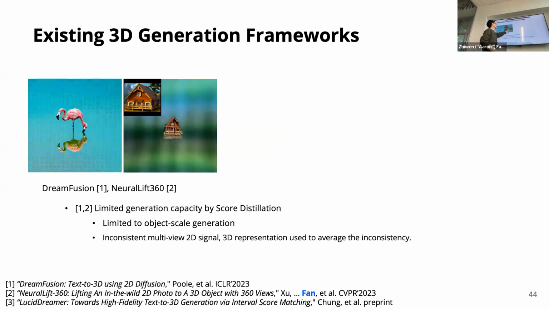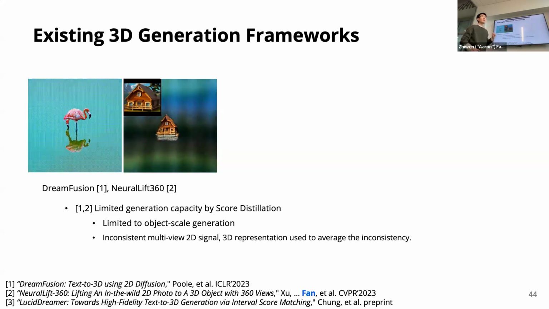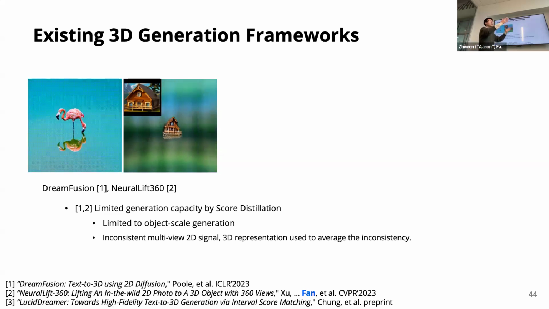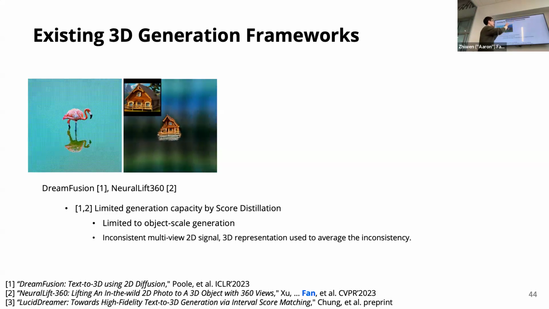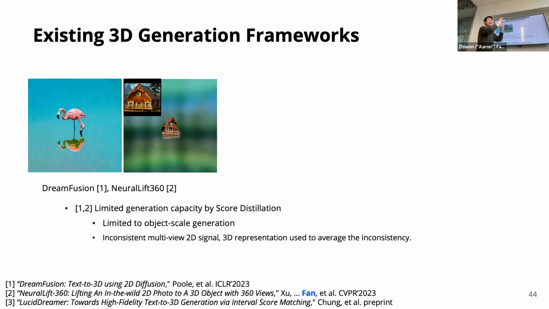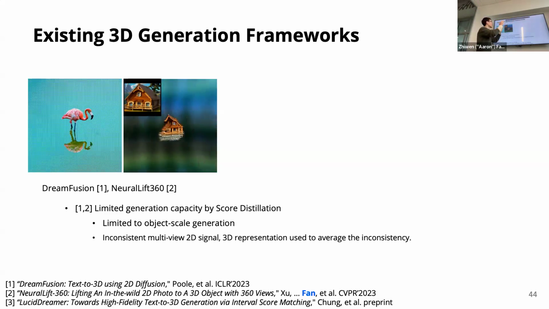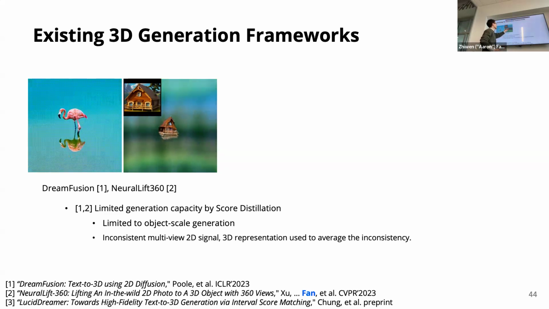The next paper is called NeuralLift-360. That's our paper, and we are building 3D models from a single input image. It's image-based generation, but still, image-based generation can only generate a house. The house is not large enough for us to do immersive interactions.